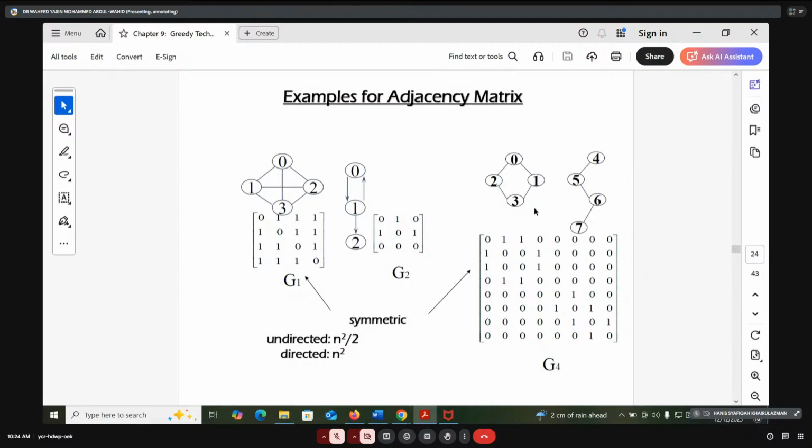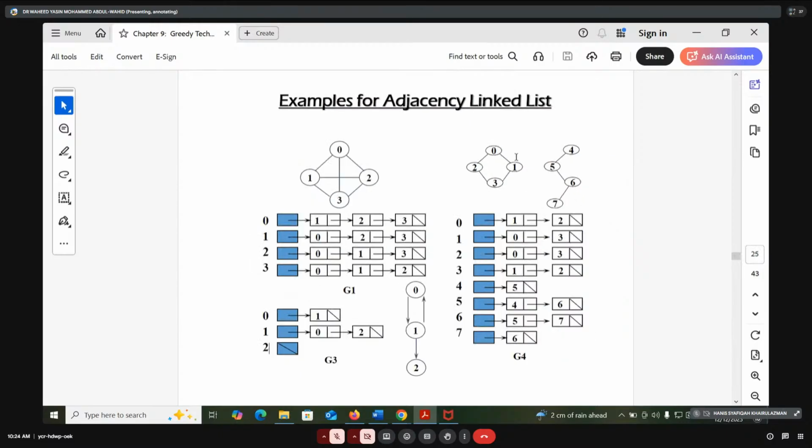Now an example of the linked list. Here 0, 1, 2, 3, all have connections. For this one, if I use the list, so here 0 to 1, only 0 to 1. For 1, I have 1 to 0 and 1 to 2, so I have 0 and 2. For node 3, there is no connection because it comes from 1 to 2, and nothing comes from 2 to 1 or 2 to 0. So this will be null.